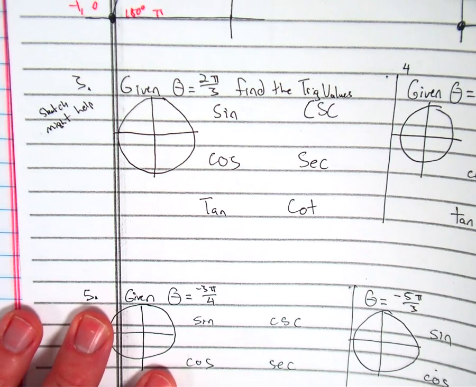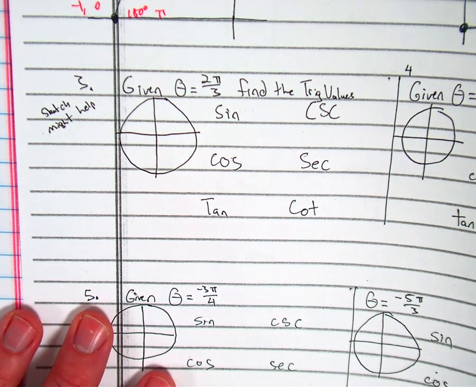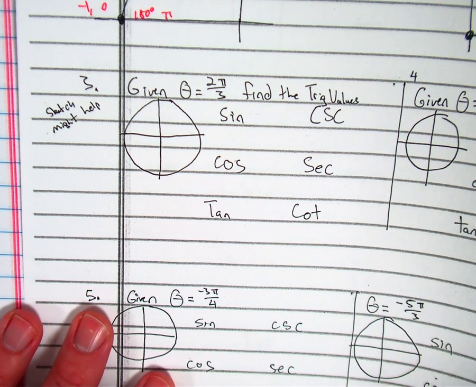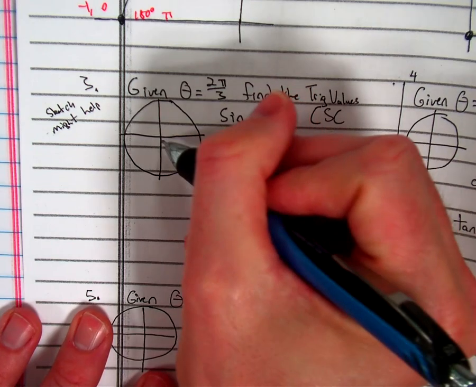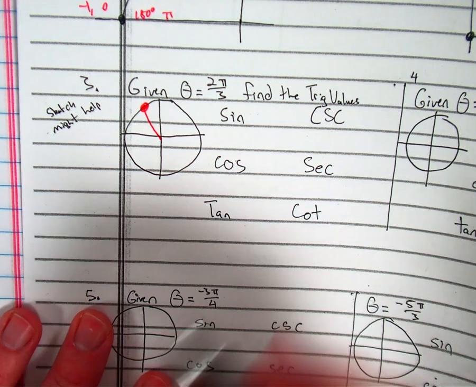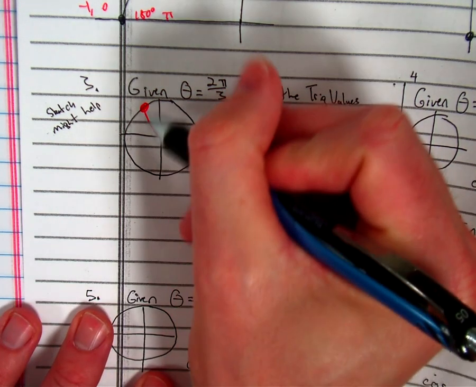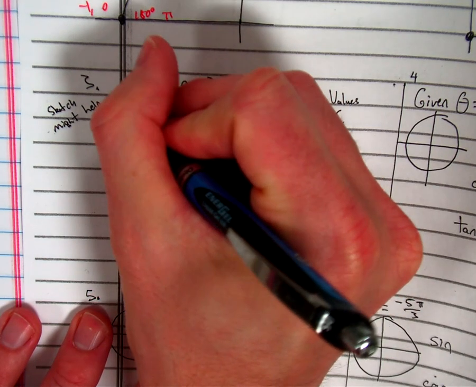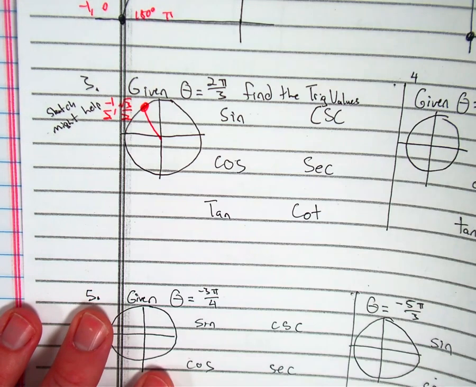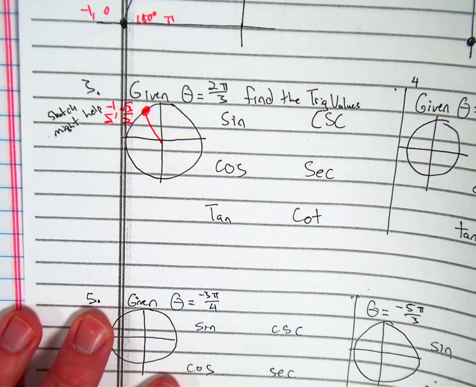Number 3, given an angle, find the trig values. There's a little circle there. If you need to sketch it out, that helps me sometimes. So 2 pi over 3, I know, is up here, and that's going to help me with my coordinates. I'm not very far over, and I am more up. So I know it's negative half, radical 3 over 2.